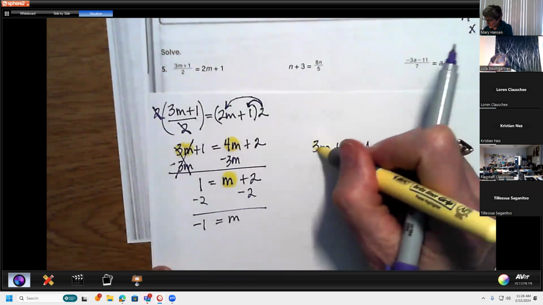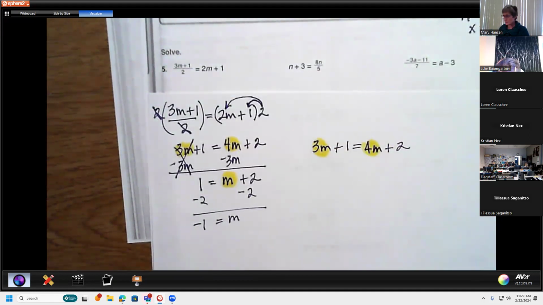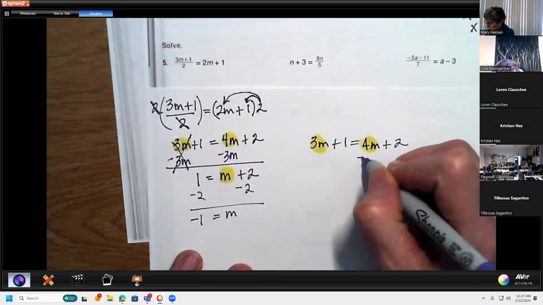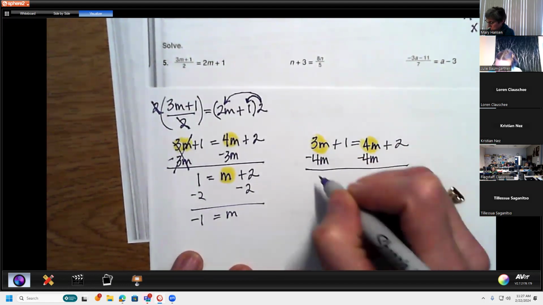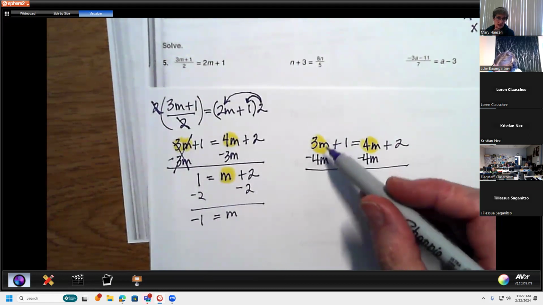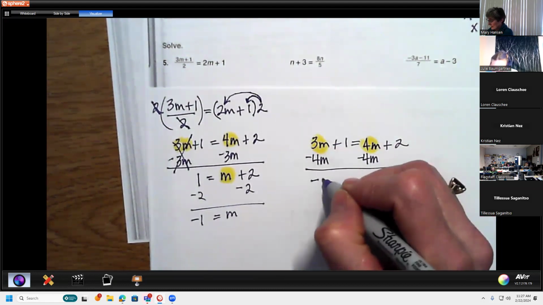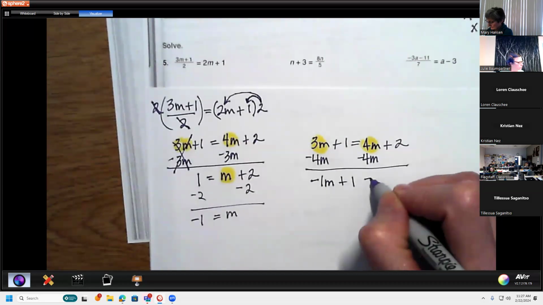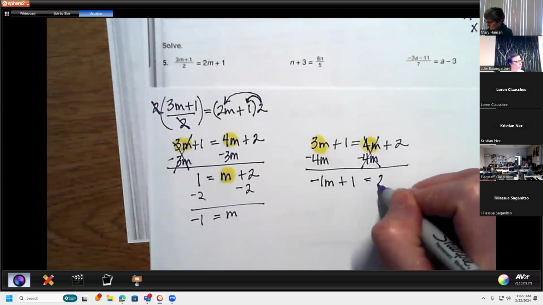And I want to just highlight something. If you chose to do it the other way, if you've got m's on both sides of the equation, and you said, okay, I'm going to subtract 4m from both sides. 3m minus 4m is -1m or -m. You could see it written either way. 4m minus 4m makes 0.